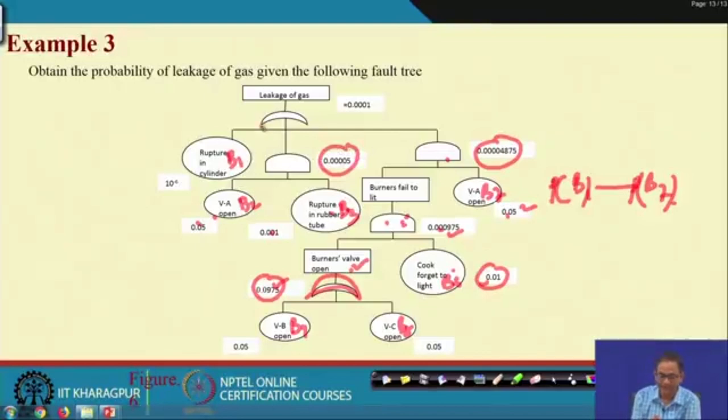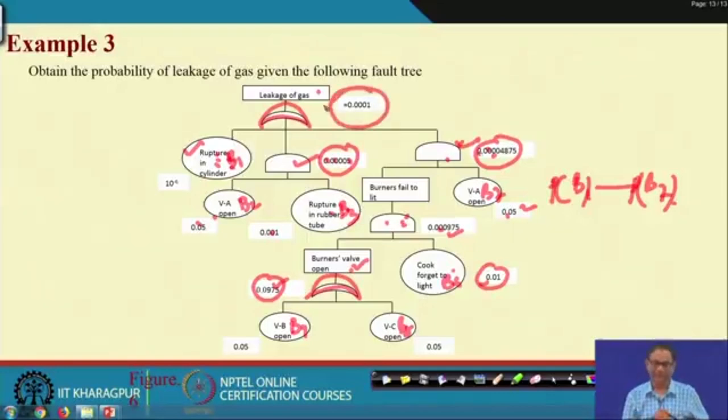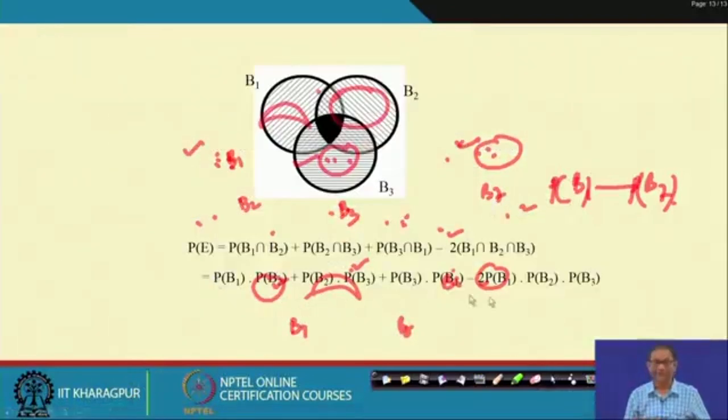So, now you have an OR gate and you have one probability here, another probability, another probability. So, the probability of leakage of gas equals the probability of B1 at this, union this, union this. Then use the formula: this into this plus this into this plus this into this, all the intersections, minus the common part, the 3-way intersection, and minus the common part ultimately will give you this one. Which formula will we use here? We will use this formula, the last case.